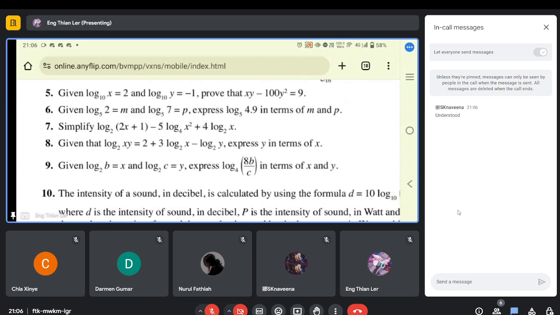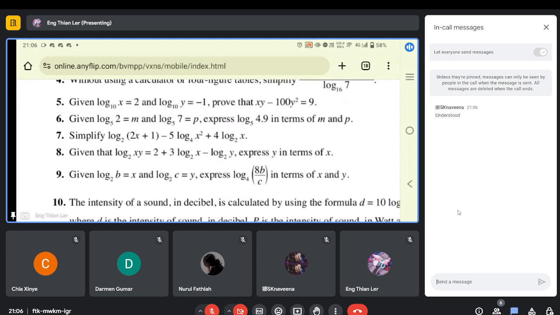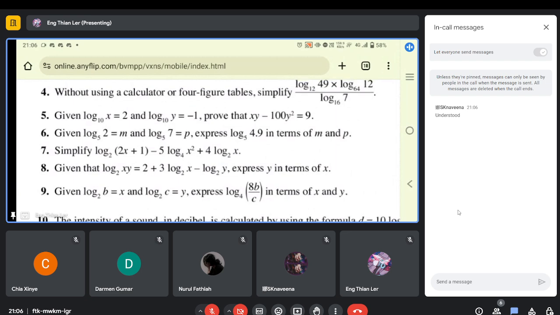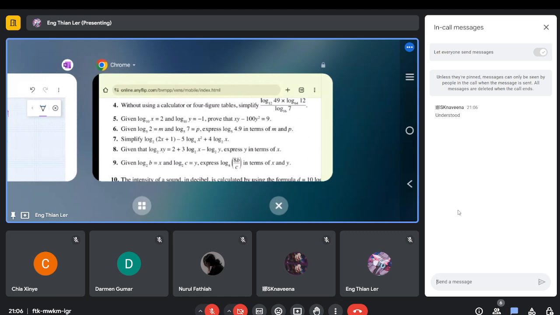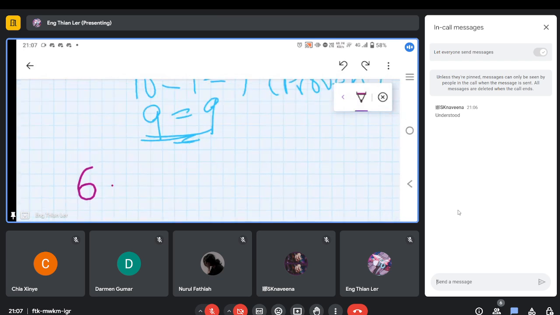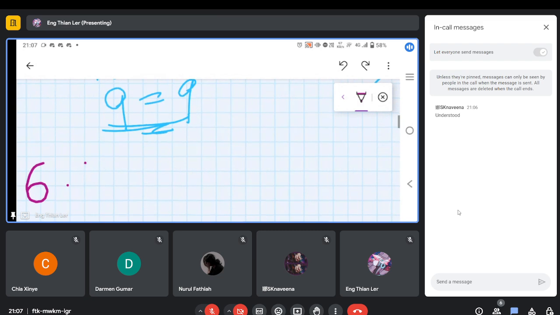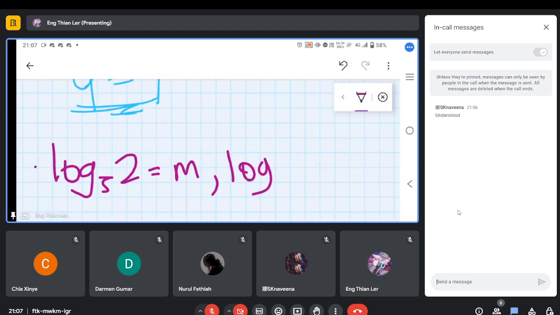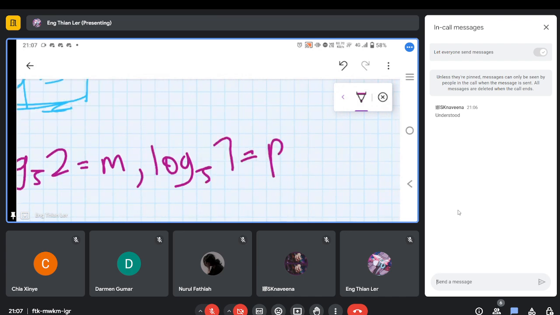Okay, number 8. Oh wait, we do number 7 first. Actually number 6 first. Log 2 base 5 is m. Okay. Number 6. Every question has a different type, different concepts, so I have to do every single question to let you know. Okay, double check.